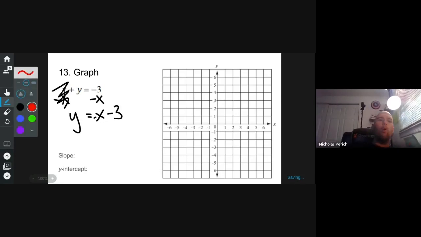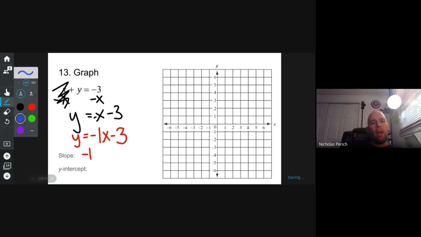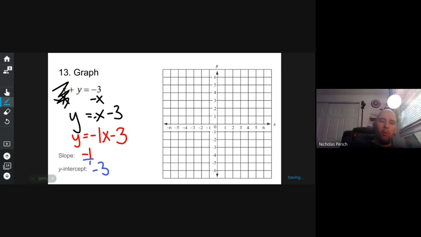There's no number in front of x. Oh, that's right. It's an invisible 1. Y equals negative 1x minus 3. What's my slope? My slope is negative 1. What's my y-intercept? My y-intercept is negative 3. Where do I put my dot first? You know what? Let me turn my slope into negative 1 over 1 because it looks better. Where do I put my dot first? Go to the y-axis. Put a dot at negative 3. There it is. Dot's at negative 3.